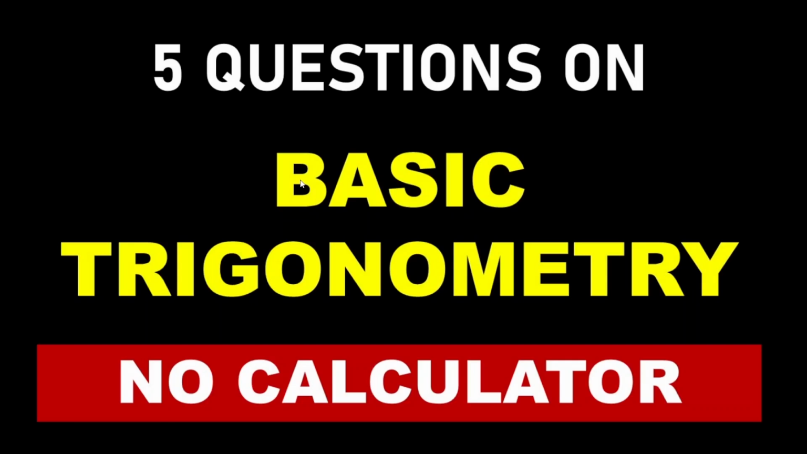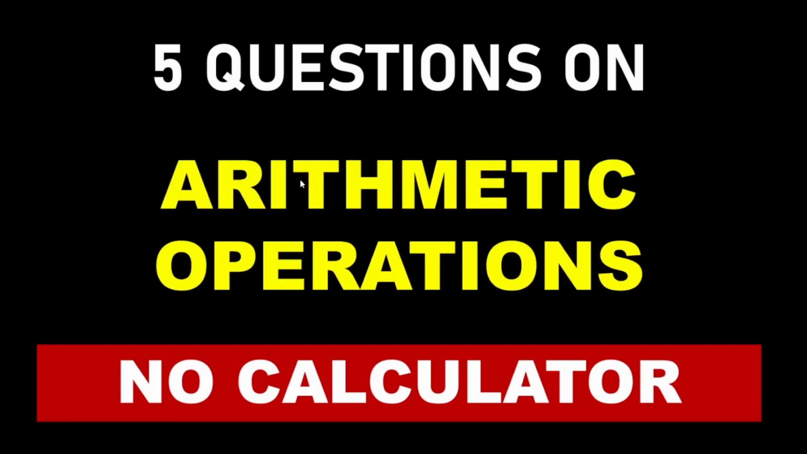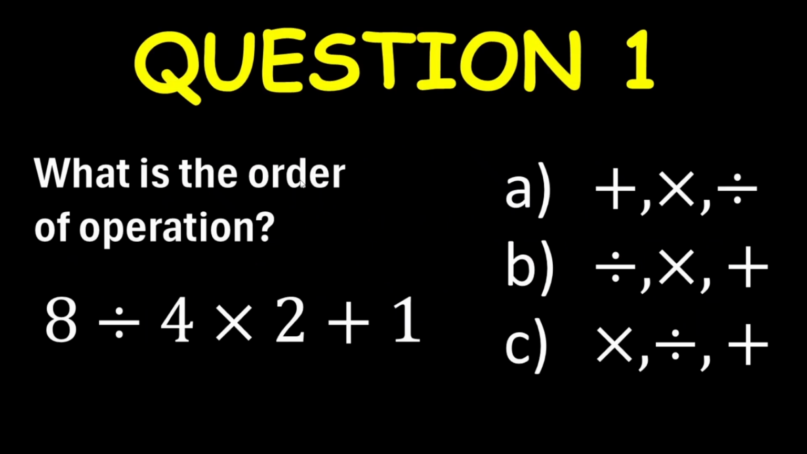We are going to be starting the first section with arithmetic operations, and we have 5 questions in this section. So let's get to the first question. What is the order of operation? Okay, so we have option A, option B, and option C. So the correct option is B.